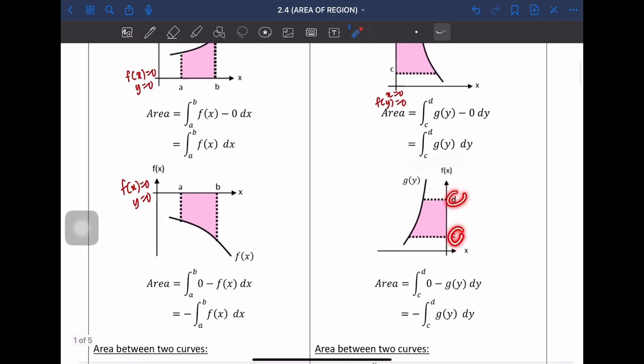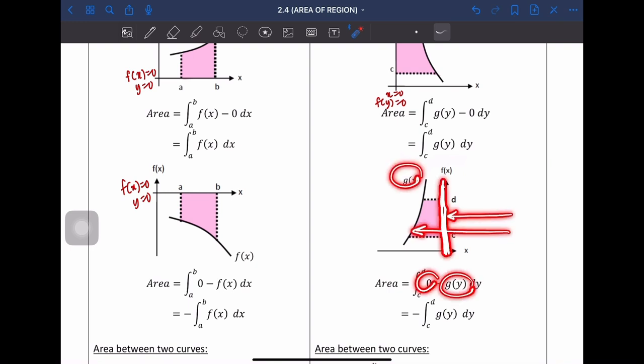We use the c and d as our limit, so we're gonna use dy sebab c and d adalah value of y. Okay, so based on formula again, kanan tolak kiri. So daripada kanan, awak akan jumpa this line first. So this is also a curve. This is also a function which is 0. So 0 minus gy. Okay, that's why the area for this region is negative gy dy.